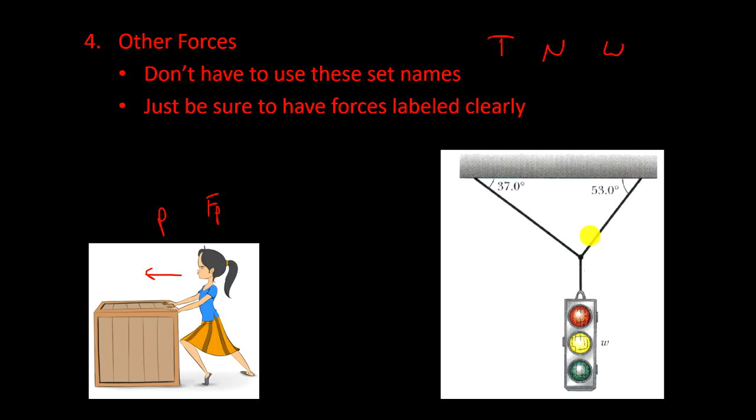Here, I have a stoplight hanging from some wire. You probably wouldn't want to call all of these tensions, because these strings might be exerting different forces. So maybe you call them T1, T2, and T3. Or maybe you say this is force left, this is force right, this is force middle. That's all okay. Just make sure you have them labeled. Don't think you can only use the ones that we have named.